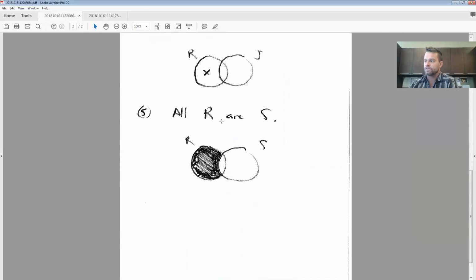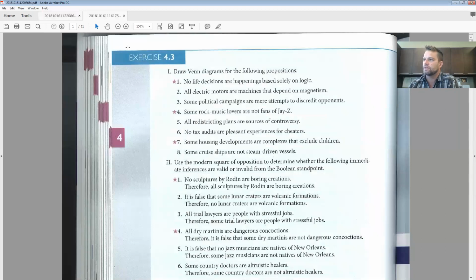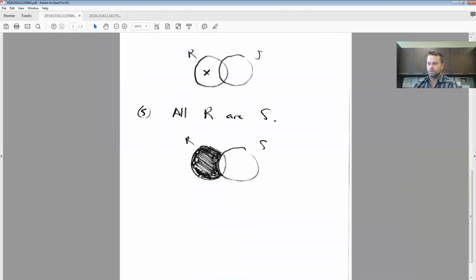All R, redistricting plans, are S, sources of controversy. So again, we erase all the R's that exist that are not S's because we know that every R has to be an S. And when we shade for A and E form statements, all and no statements, we create emptiness. So now all the R's that exist are in here, and they are all S's. So that's how you do two-circle Venn diagrams for categorical propositions.